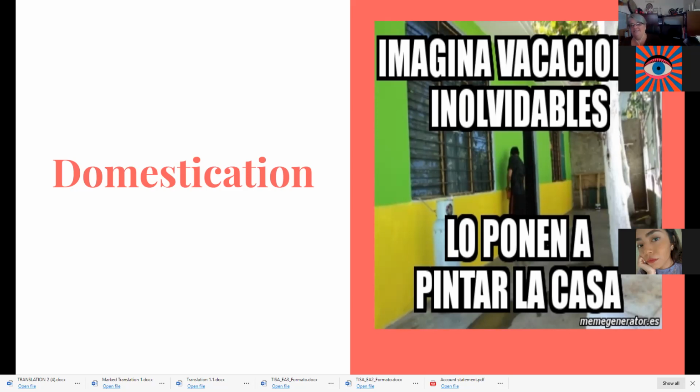So if we took this meme and tried to take it to another culture, even in English or in French or in German, it would not be funny because students are not made to paint over vacation. So this idea of domestication, very similar to localization, meaning that it's brought closer to you. It's brought in your language, in your dialect, in your sense of humor, and within your culture.